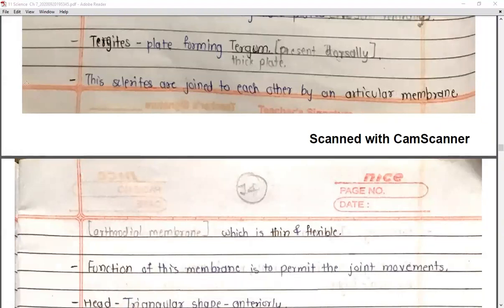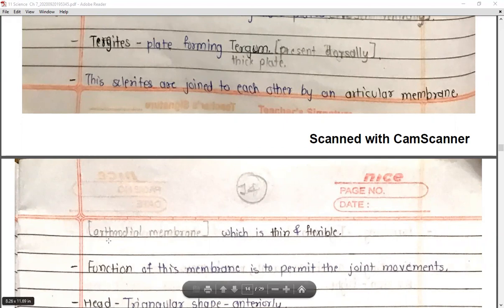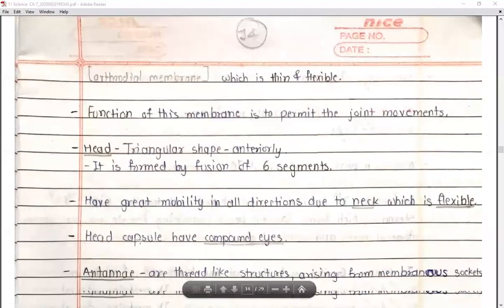Then these sclerites are joined to each other by an articular membrane, that is the arthrodial membrane, which is thin and flexible. Now the sclerites which are present ventrally are also joined to each other, right? Those are the plates only. So all the plates are joined with each other by a membrane which is known as articular membrane, and this articular membrane is also known as arthrodial membrane. And this articular membrane is thin and flexible in nature, right?